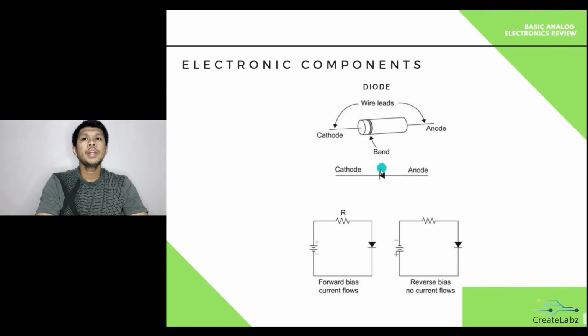The diode has a voltage drop of around 0.3 volts to 1 volt, usually at 0.7 volts. That's why the diode is also used to reduce the voltage by using its voltage drop.